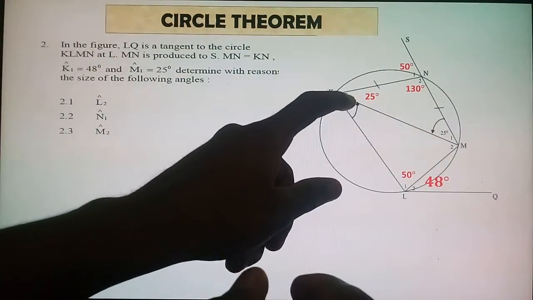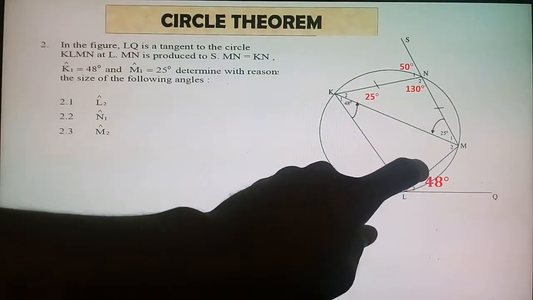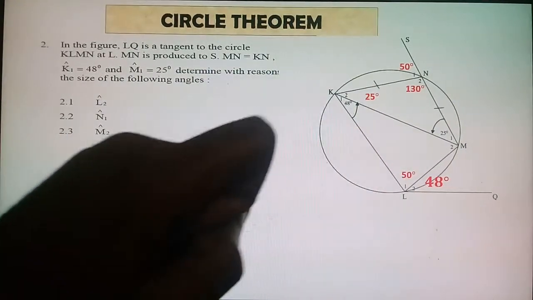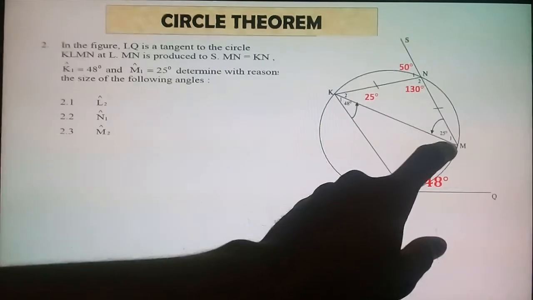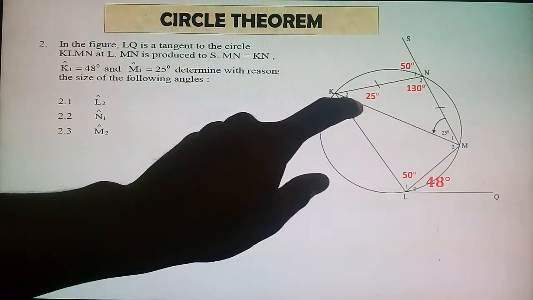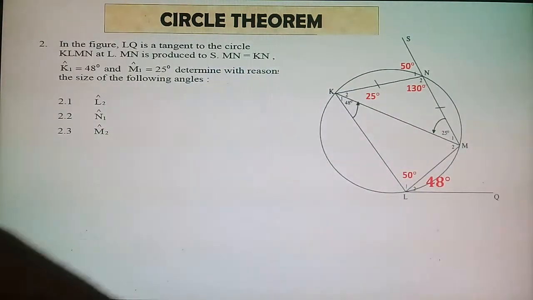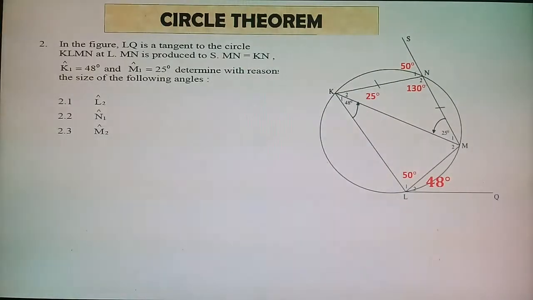And I have that one equal to 48 degrees. And I have that one equal to what? 50 degrees. Can I find that one? Because I know that the sum of the angles in a triangle equals what? 180. How can I find that one?